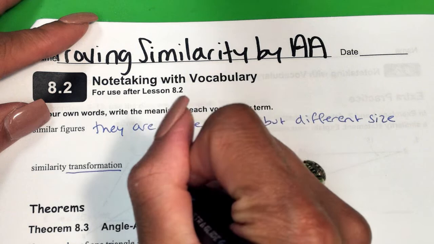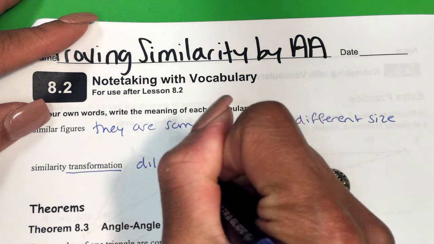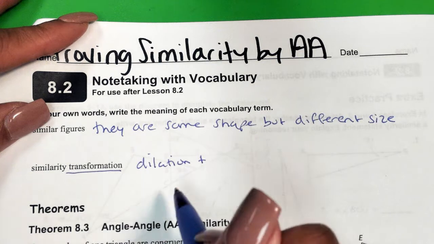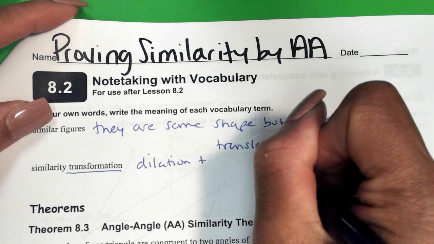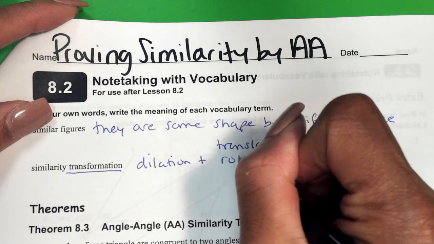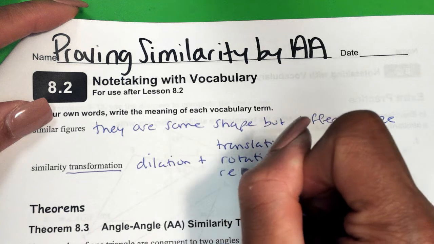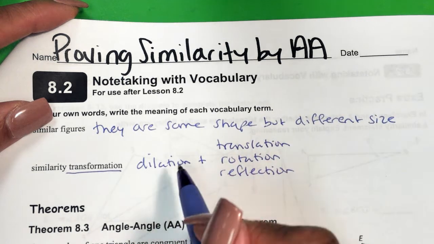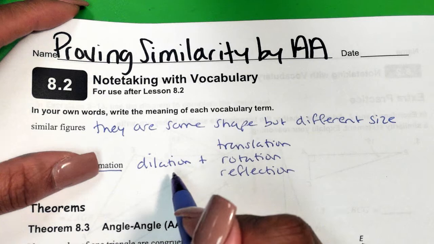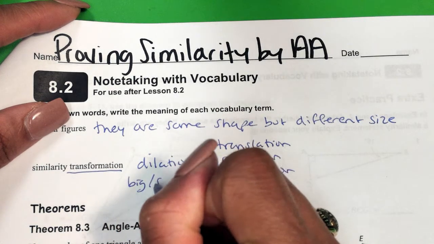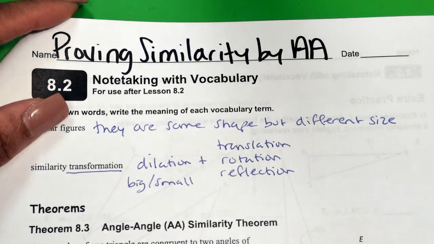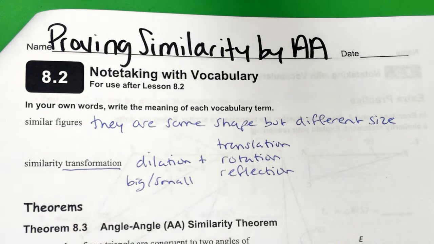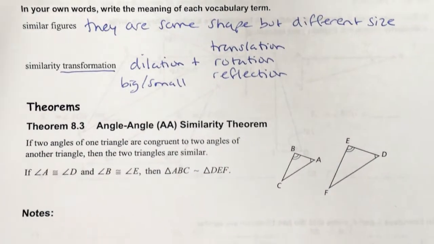This is where we're taking dilation. So we can dilate a figure plus any of the other transformations. And we named off a few last time. One transformation is translation. Then we had rotation, where it was to turn. And then we had reflection. So they're similar in shape, but we dilate it, making it either big or small, and then it might be turned, slid over, or reflected. Okay, so that is just in your own terms. Write the meaning. So this will be my meaning, but you are more than welcome to write your own meaning.